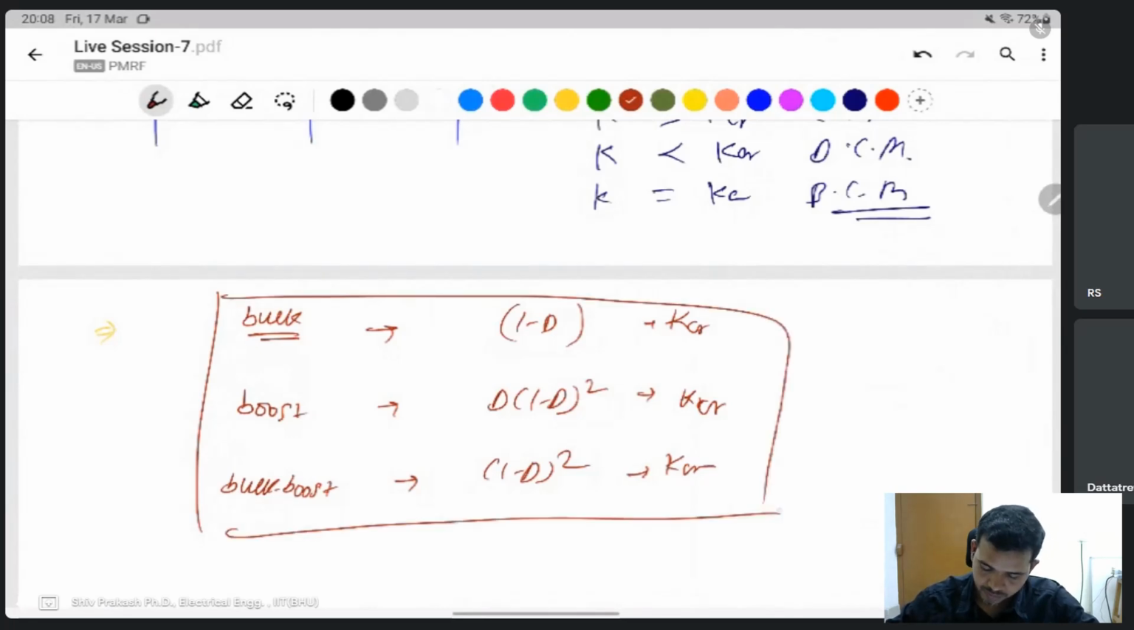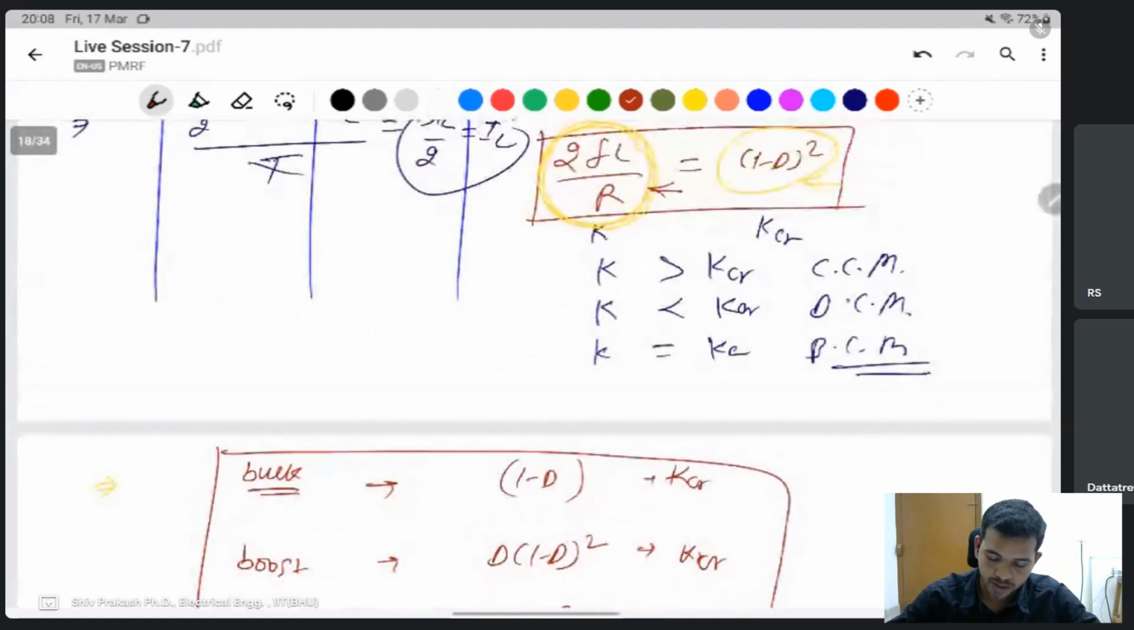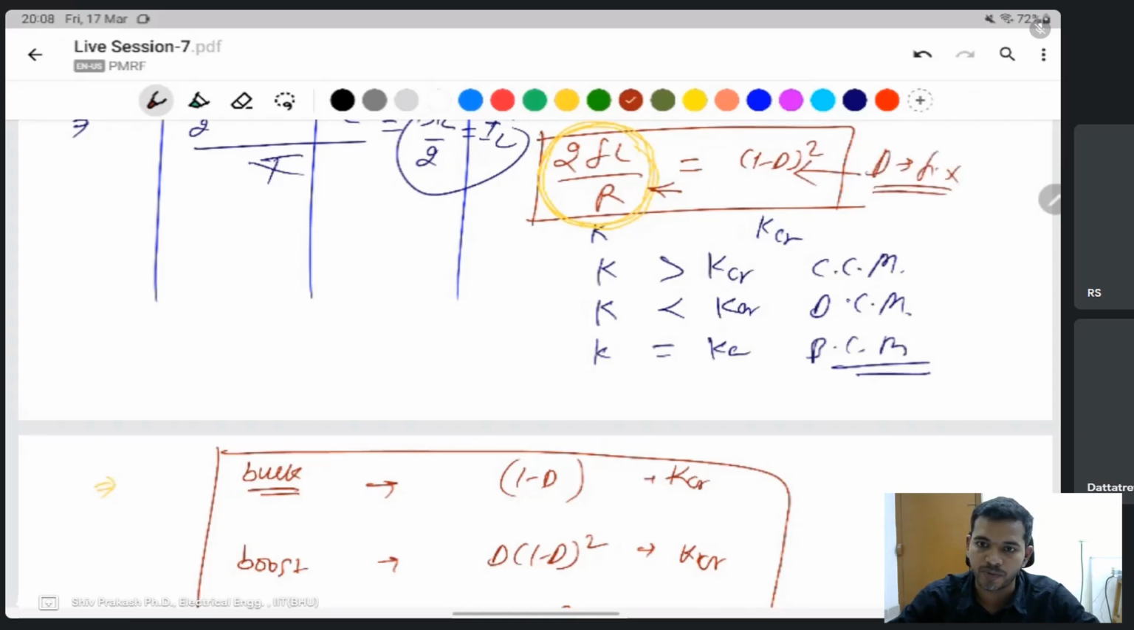It means that whether the converter is buck, boost or buck boost, if it is in discontinuous mode of conduction, the value doesn't depend upon duty cycle. It is solely dependent on 2fL and R: frequency, inductance, and load resistance. But when D is fixed, the output is fixed, and if the input is fixed, the output is constant.